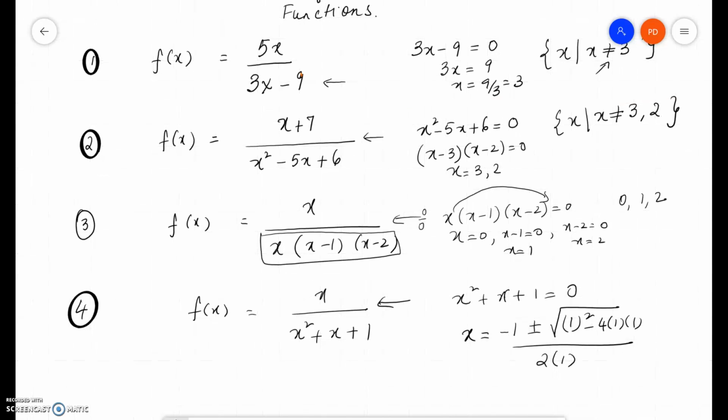So when I simplify this, I get negative 1 plus or minus the square root of 1 minus 4, divided by 2. This is equal to minus 1 plus or minus the square root of negative 3 divided by 2. The minute I see square root of negative 3, I know that's an imaginary number. So the denominator is 0 only when I plug in the imaginary number negative 1 plus or minus square root of negative 3 over 2, which tells me that no matter which real number I plug into the denominator, it'll never be equal to 0. So the domain is all real numbers.